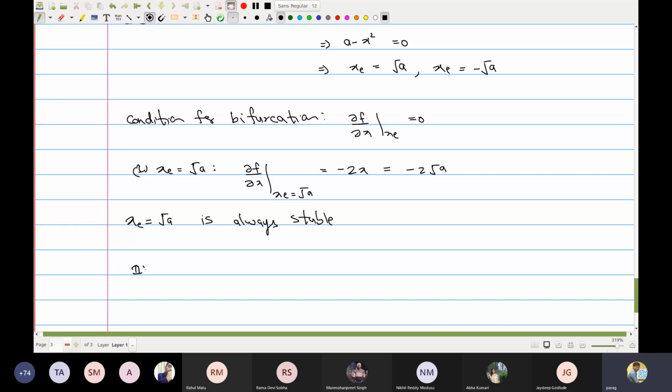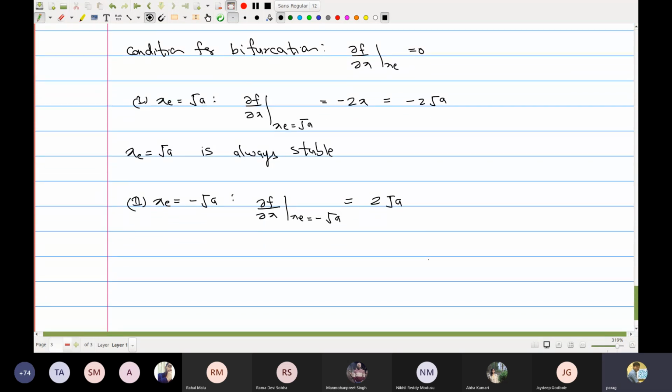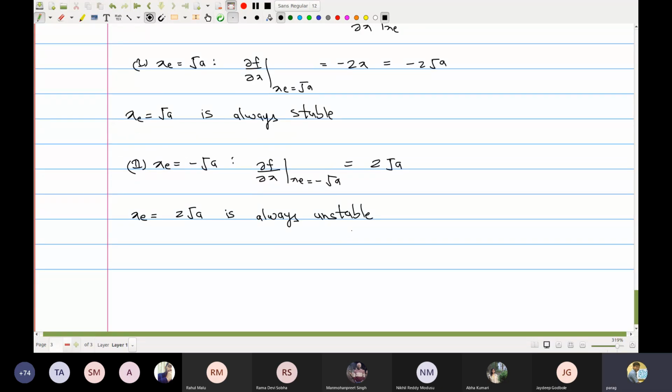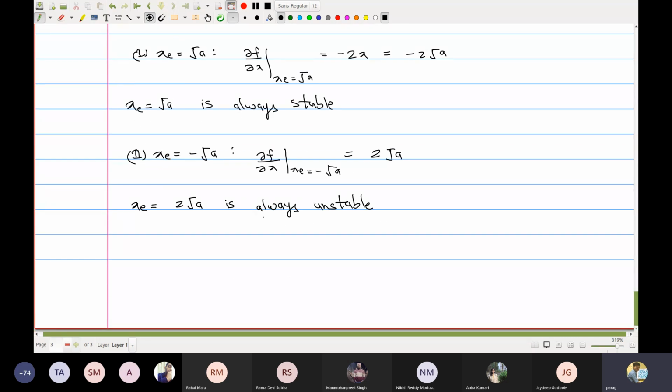And then second, xe equal to minus root a. So del f by del x at xe equal to minus root a is equal to what? 2 root a. And I can write here: xe equal to minus root a is always unstable. Right? So now how do I draw a bifurcation diagram? Let me draw the bifurcation diagram here.